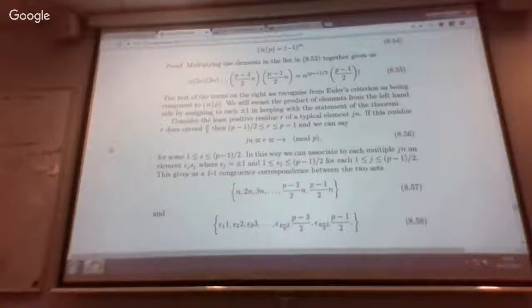Okay. And remember, the m we're trying to capture that's in the statement of the theorem is the number of congruence classes that landed up here. The number of multiples of these j times n that landed up here.